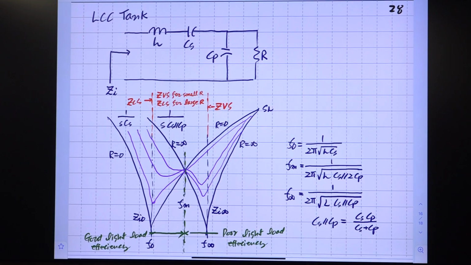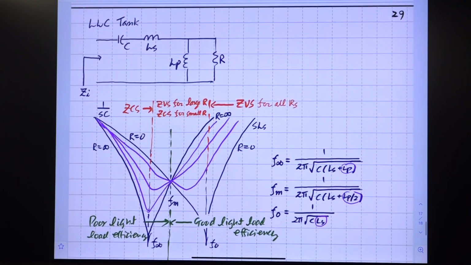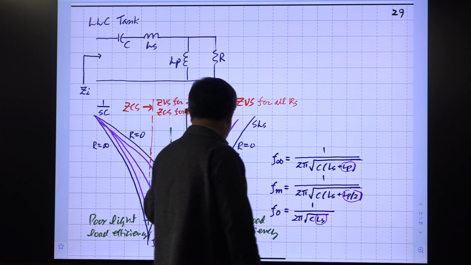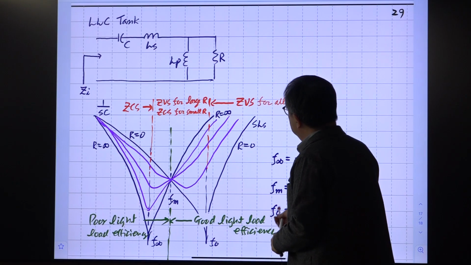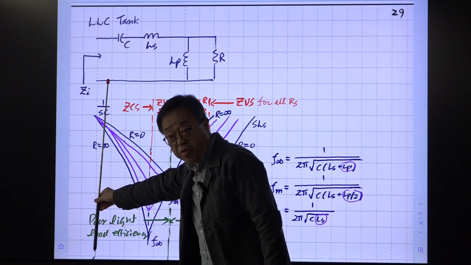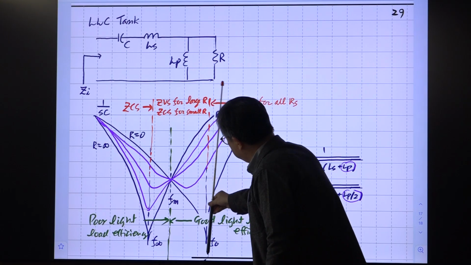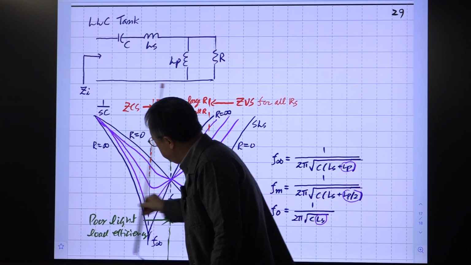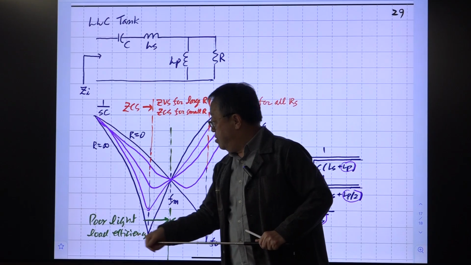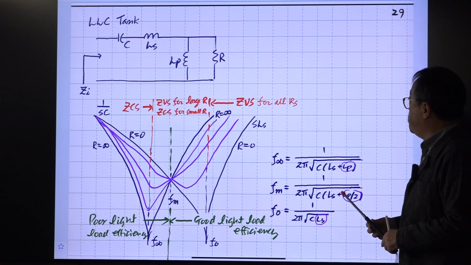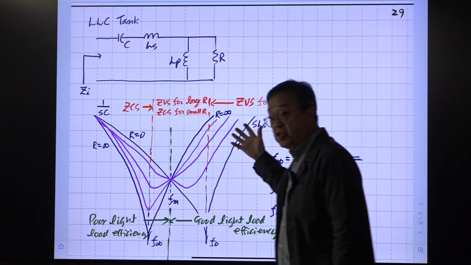How about this one? This is the LCC tank, and everything is opposite. We went through this. There are 3 frequencies: F infinity, F_M, and F0. This is the desired GBS operation, and this is the undesired GCS operation. We are somewhere here, and this is the borderline for good line-node efficiency, and this is the frequency range for poor line-node efficiency. So this structure is the best choice for the MOSFET switch, but the worst choice for the GTO switches.